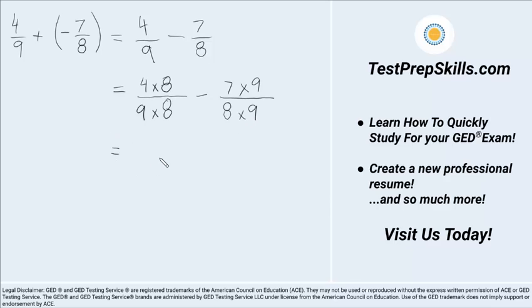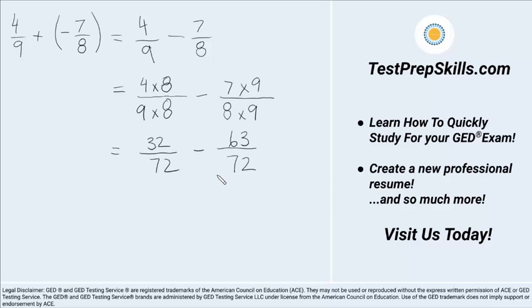Now, we'll know we did it right if when we simplify this step, we get the same denominator for both our terms. So let's see if that worked. 4 times 8 is 32. 9 times 8 is 72. Minus 7 times 9, which is 63, and 8 times 9, which is 72. And look at that, we have the same denominator.